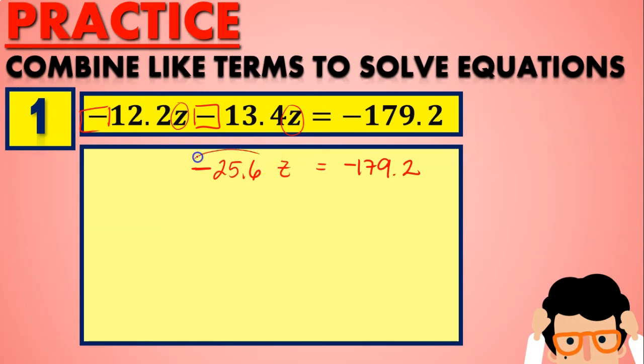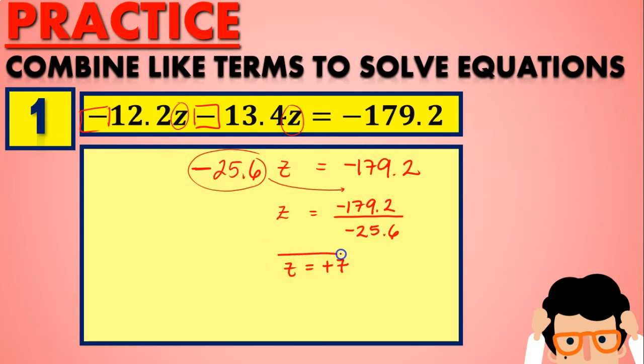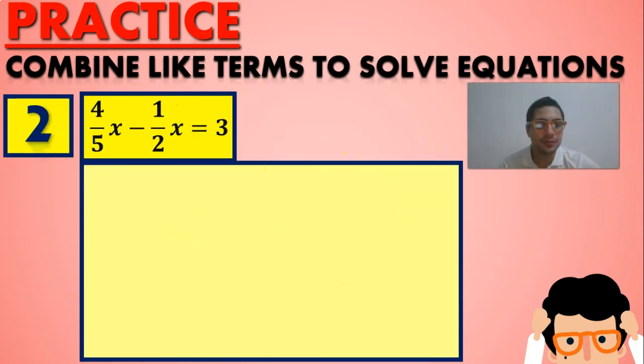Then because this is multiplying, another way in which we can see it is that it's going to pass to the other side doing the contrary operation. So the opposite operation of multiplying is dividing. So we're going to divide this number by 25.6, and the answer is going to be plus 7. And that is going to be your answer. So it doesn't matter how you solve it, the answer is still going to be the same one. Let's continue with the next problem.